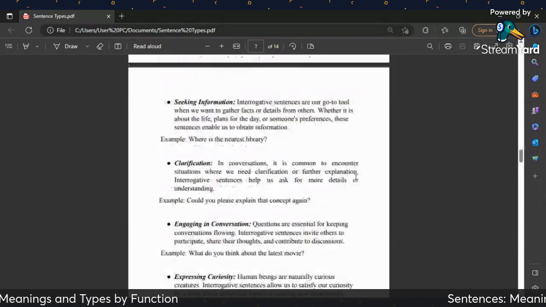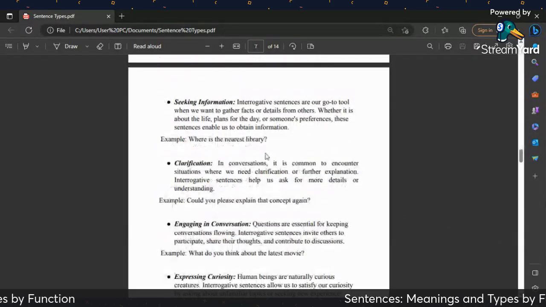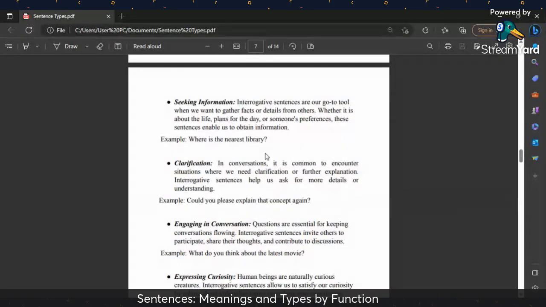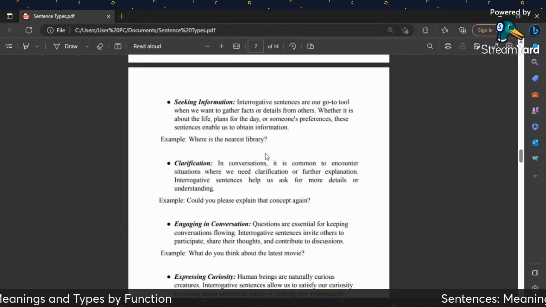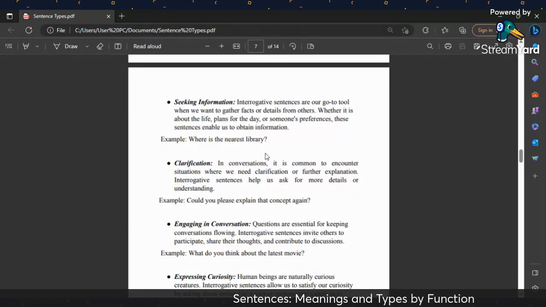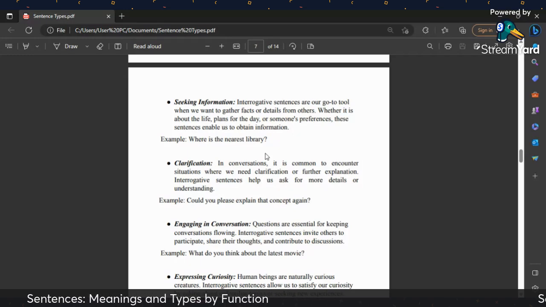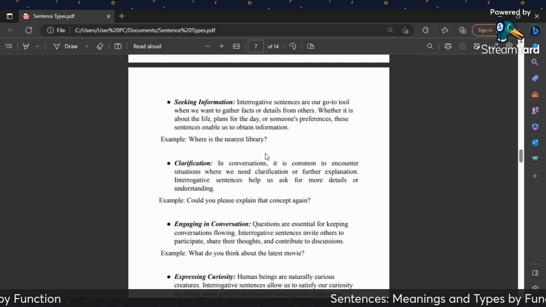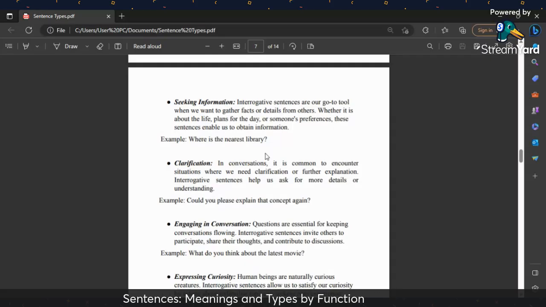The first one, we use interrogative sentences to seek information. If you want to gather facts or details from people, maybe about their lives, their plans for the day, their preferences, etc., it helps us to obtain information. The second point, clarification. If you need clarification, maybe something is unclear to you, you can make use of interrogative sentences to seek clarification. Could you please explain that concept again? It's a means of seeking clarification.